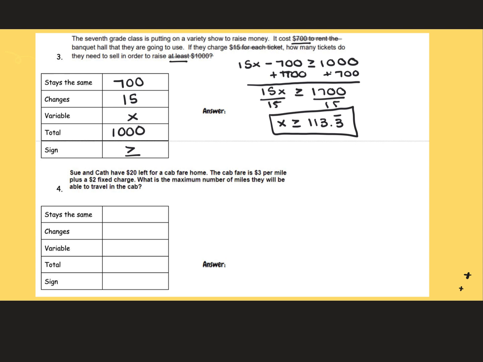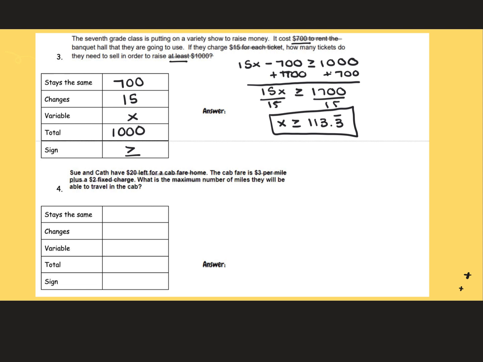All right, looking at number 4, it says Sue and Kathy have $20 left for a cab fare home. The cab fare is $3 per mile plus $2 fixed charge. What is the maximum number of miles they'll be able to travel in the cab? All right, so again, highlighting that key information. They have $20 left. It costs $3 per mile plus $2 fixed charge, and we're looking at maximum again. All right, so let's go ahead and identify the key pieces that we're going to need here.